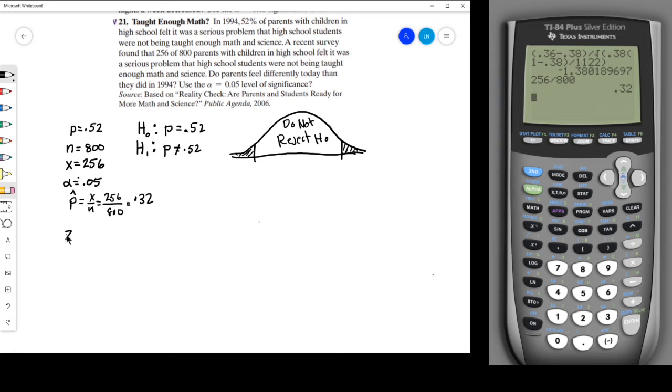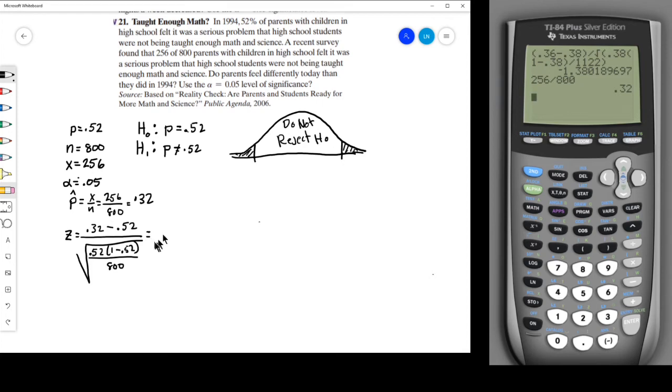All right, so let's calculate my z value. z is going to be my data value, 0.32, minus my mean or population proportion, divided by, and then I have to do this calculation again, 0.52 times 1 minus 0.52, divided by n, which is 800, and then the whole denominator under a square root sign.